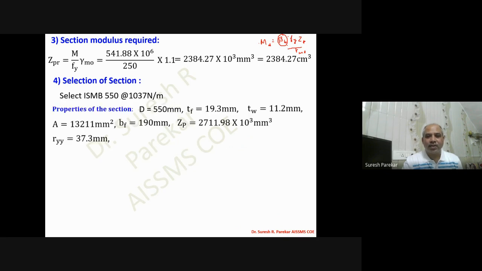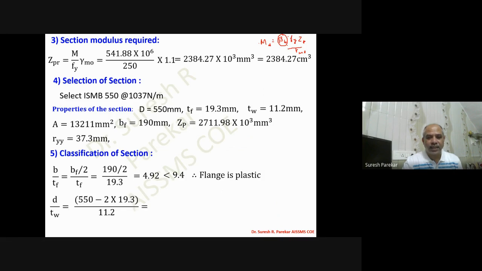Now we go to step 4, selecting the section ISMB 550, and then we have the properties of this. D is 550, Tf 19.3, Tw 11.2, area 13211 mm square, bf, and Zp. Then classification of section, from table 2: b upon Tf, 190 by 2 upon 19.3, which is 4.92, less than 9.4, so the flange is plastic. Then d by Tw, (550 minus 2 into 19.3) upon 11.2, is 45.66, less than 84, therefore the web is also plastic, and therefore the section is plastic.